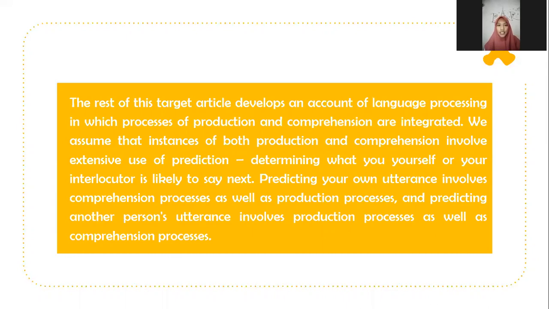The rest of this target article develops an account of language processing in which processes of production and comprehension are integrated. We assume that both production and comprehension involve extensive use of prediction, determining what you yourself or your interlocutor is likely to say next. Predicting your own utterance involves comprehension processes as well as production processes, and predicting another's utterance involves production processes as well as comprehension processes.